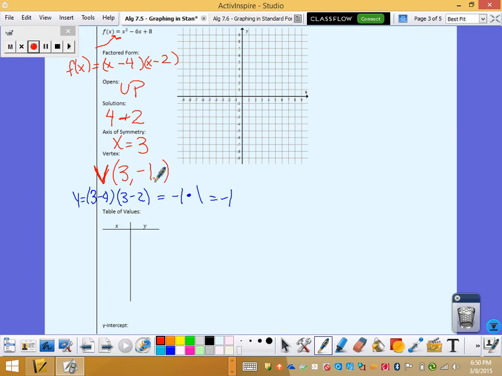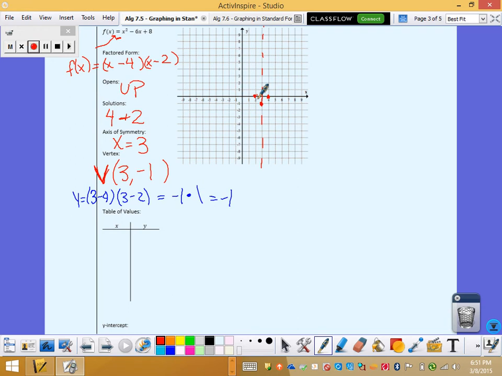Okay, so let's graph some points here. The point at 4, a point at 2. Axis of symmetry is right at 3. My vertex is at 3, negative 1. All right.